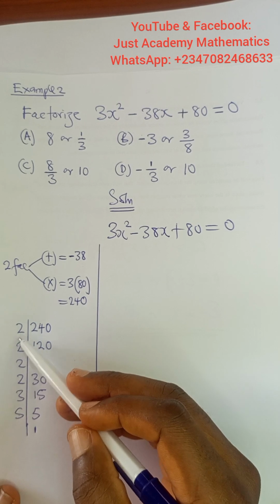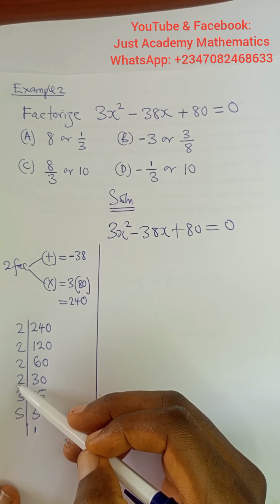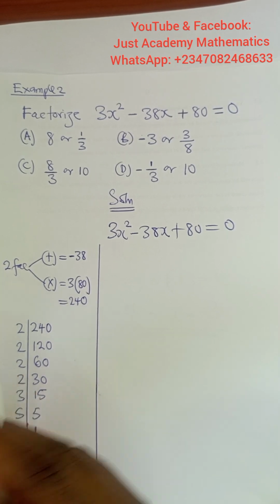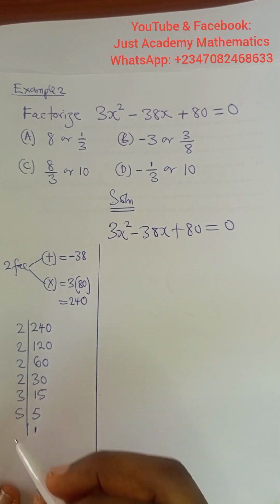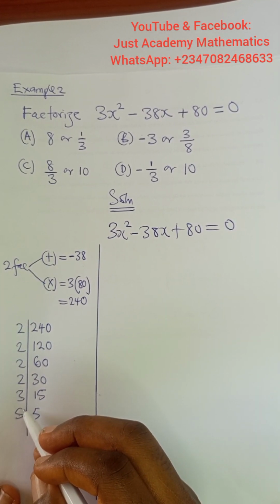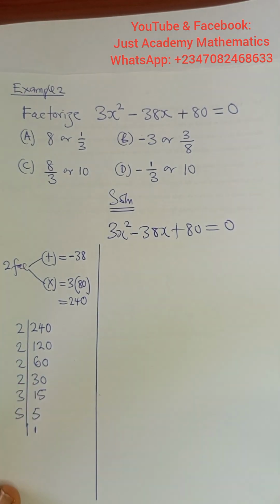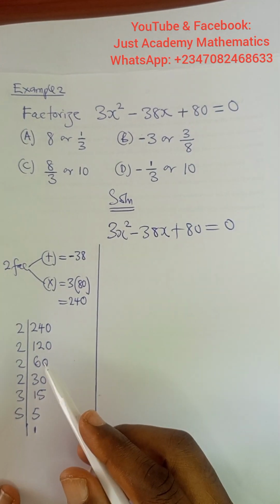But let's check 2 times 2, 4, 4 times 2, 8, 8 times 2, 16. 16 times 3 will give us 48. 16 times 3, 48. 48 and 5 cannot give us 38. So we need to consider something else.